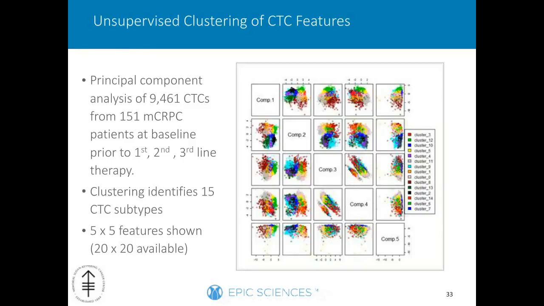So to demonstrate the utility of this, we wanted to look at each one of these features and see if we could come up with distinct phenotypic profiles for CTCs. And so we took 151 patient samples, which had about 9,400 some CTCs from patients at baseline, second line or third line therapy. And we can take all the measurements we made of the different cell phenotypes and characteristics, and we can do some principal component analysis to see which phenotypic features cluster together. And so shown here is a 5x5 plot showing how these different features cluster and are interrelated. But the take-home is that this clustering can identify 15 unique CTC phenotypes. So now we have a specific phenotypic subtype of CTCs that we can go in and count.